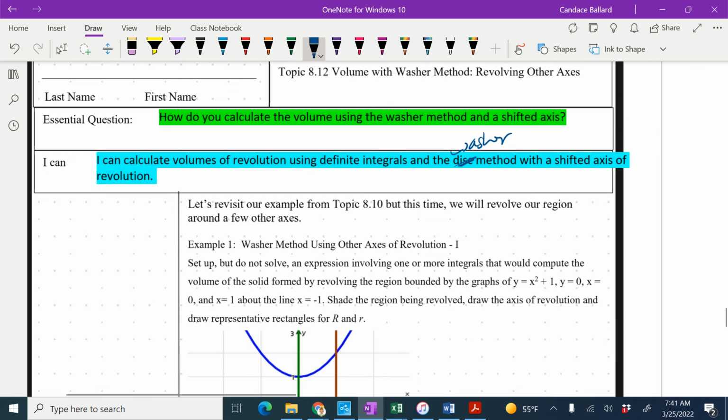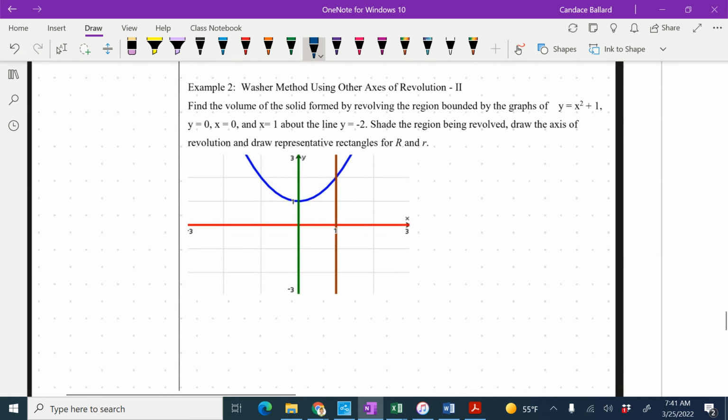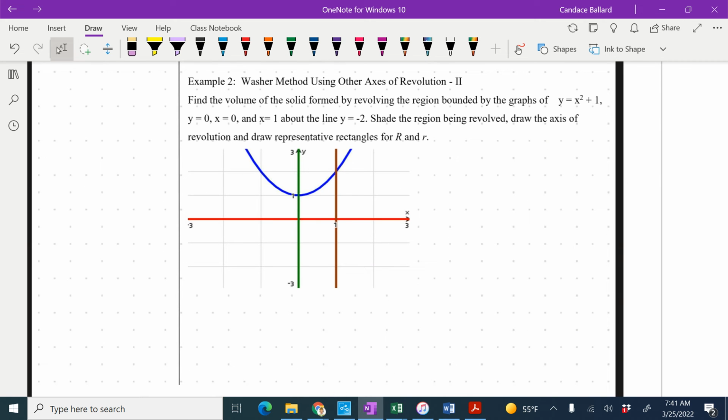We're going to see three different types of examples overall. I'm actually going to start with example 2 because I think it's a little bit easier to see this one and build up to, we'll go back to example 1. So we're going to find the volume of the solid formed by revolving the region bounded by the graphs of y equals x squared plus 1, y equals 0, x equals 0, and x equals 1 about the line y equals -2. So we've got this line y equals -2. That's going to be our axis of rotation because it's after the word about.